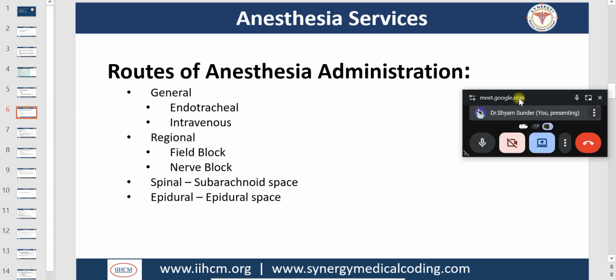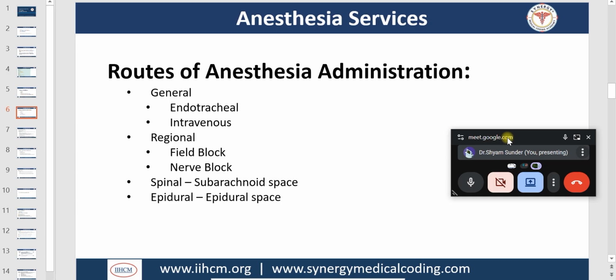Then routes of administration. What do you mean by routes of administration? Basically it's all about the drug, right? The drug that will work and provide a painless condition to the patient. How will the drug be administered? If it is general anesthesia, it's a gas. Then intravenous administration also. Endotracheal means inhalation. Patient will take inhalation. Then intravenous through IV.